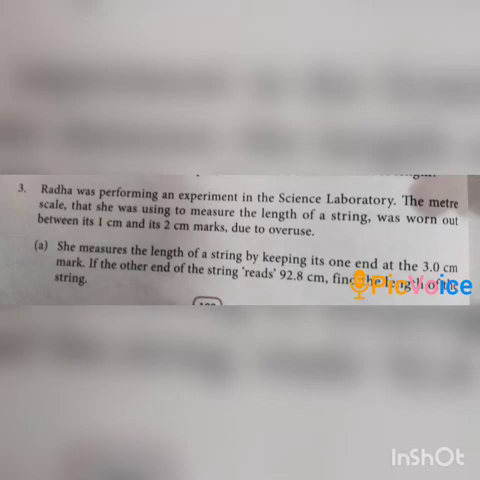Fourth one, we should keep our eyes vertically above the end point and in line with the reading to be taken. And fifth one is we should not use worn out or broken portion of the meter scale for measuring length. These are the 5 precautions that we have to write in the B part of question 3.